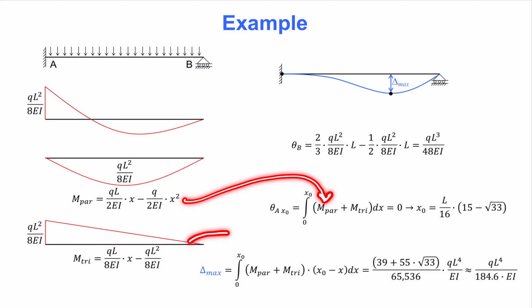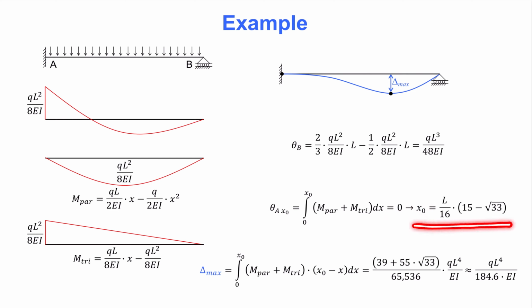We substitute those expressions into the integral, then set the integral equal to 0, because we want the value of x0 that identifies the location with 0 rotation. By solving this equation, we find that the distance, x0, is roughly 58% of the length of the beam. Next, we draw a tangent line from A. That line follows the line of the undeformed beam. The tangential deviation at the location of maximum displacement is the distance from the tangent line to the beam itself.